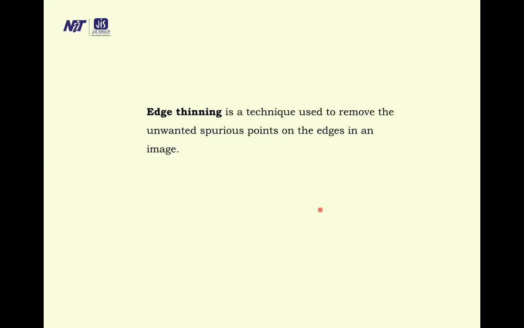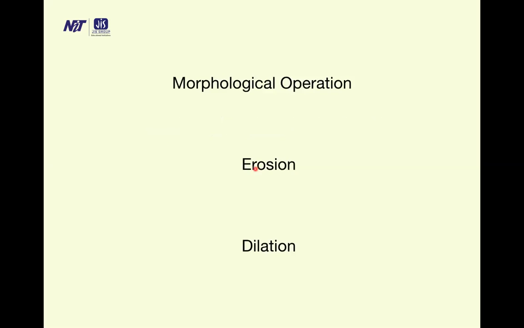Now edge thinning. What does edge thinning mean? Edge thinning is a technique used to remove unwanted spurious points on the edge in an image. At the time of edge detection, there is a lot of isolated information that is not part of the edge but looks like an edge. To remove that type of information, the edge thinning operation is done. Now the morphological operations.